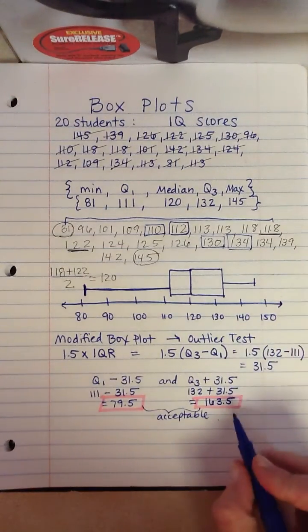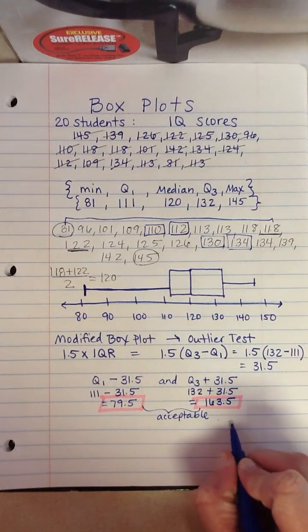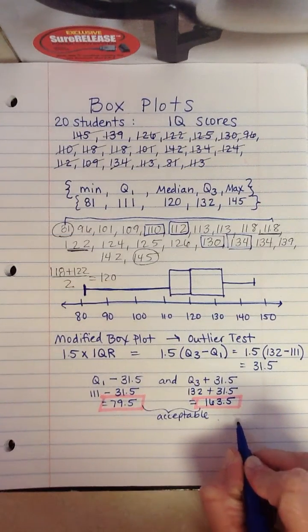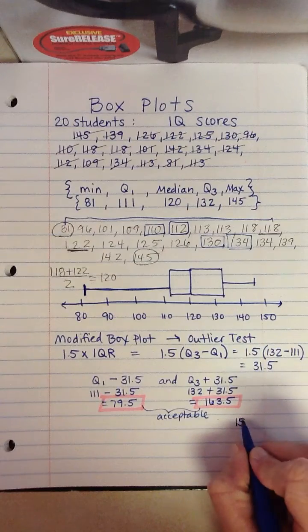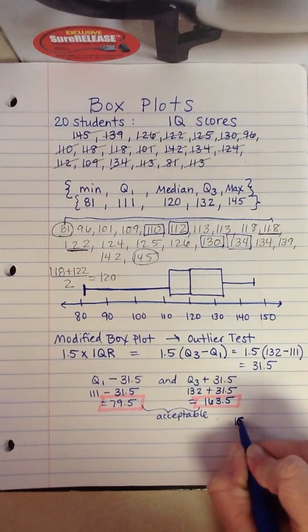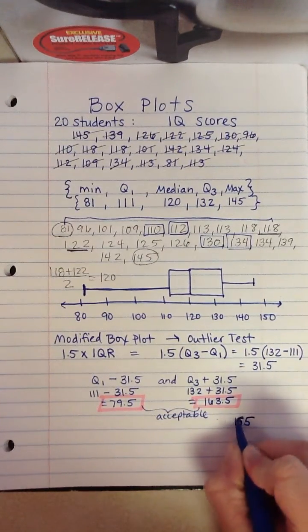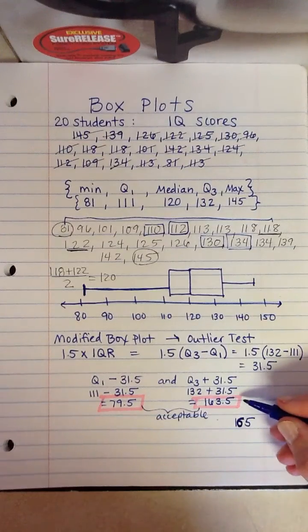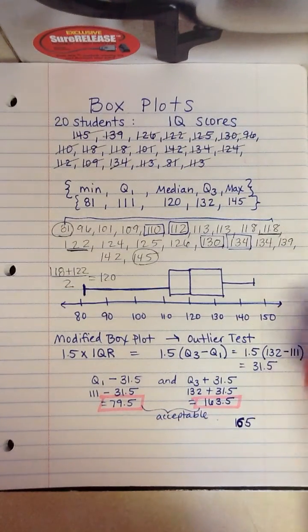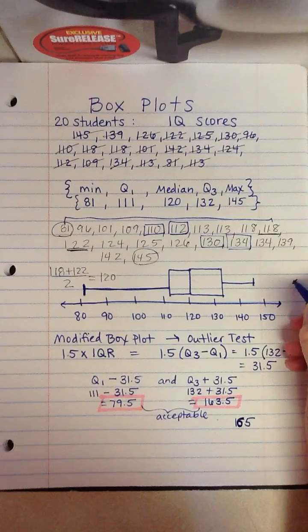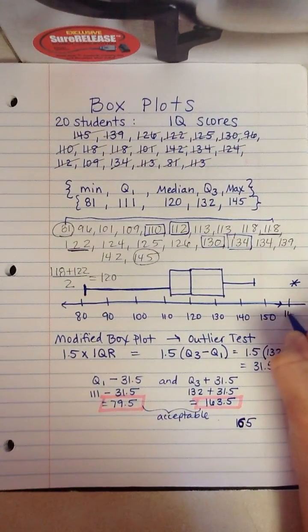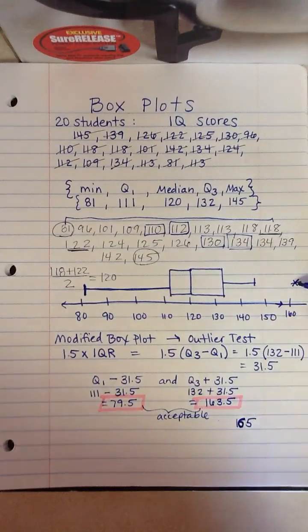outliers. But let's say, for example, let's pretend that you did have a piece of data that was 100 and, I don't know, let's say 65. This number would be higher than the acceptable range, and all you would do is mark that number on your number line with a star. And that would show on your box plot that that number would represent an outlier.